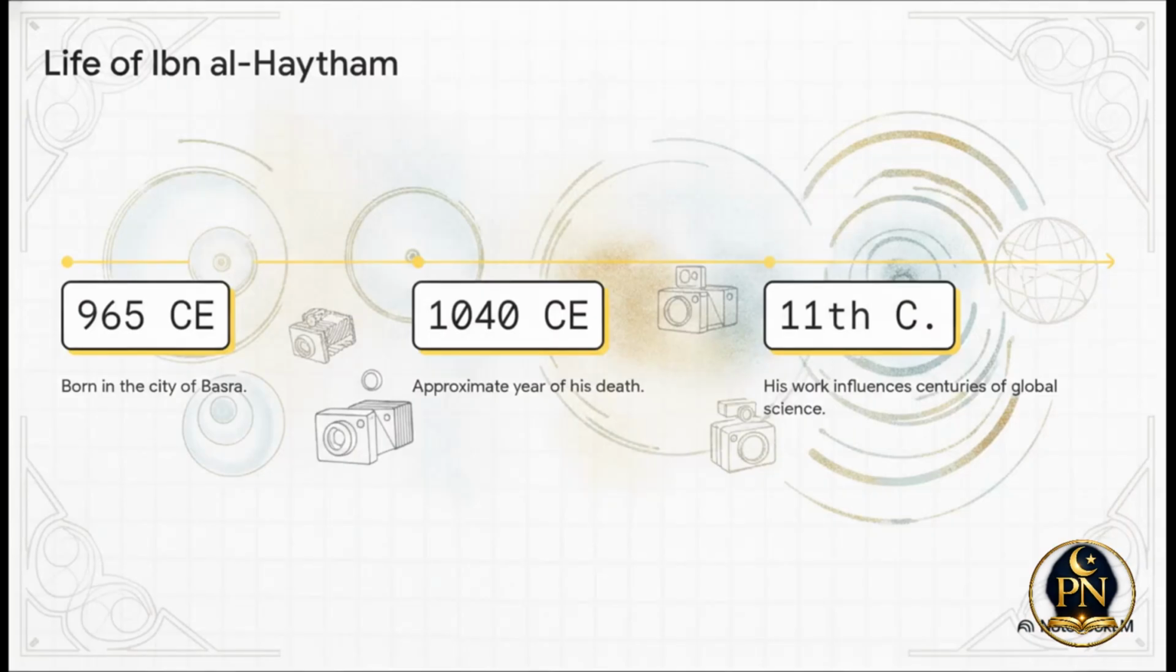Okay, so his life begins in the year 965 CE in the vibrant city of Basra, and he lived until around 1040 CE. Just pause and think about those dates for a second. We are talking about 1,000 years ago. The world was a completely different place. And yet from the 11th century onward, his life's work would go on to fundamentally shape centuries of global science, creating a ripple effect of human discovery that he couldn't have possibly imagined.